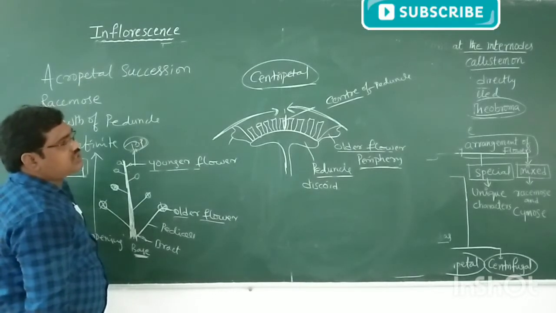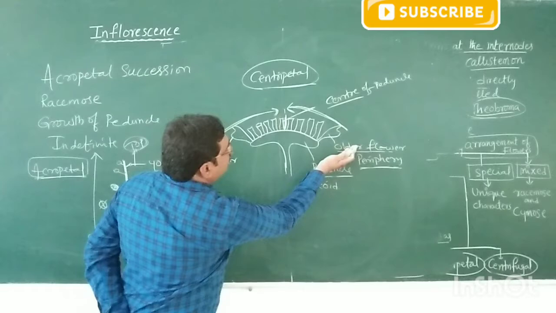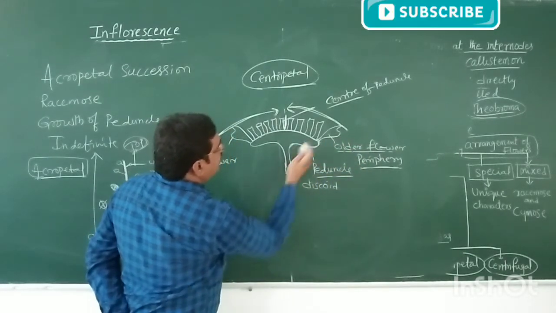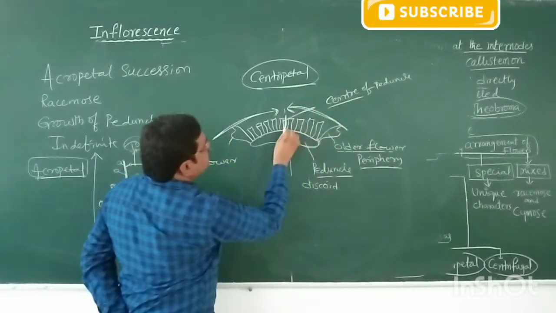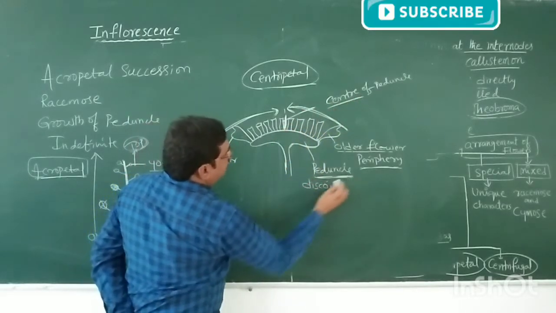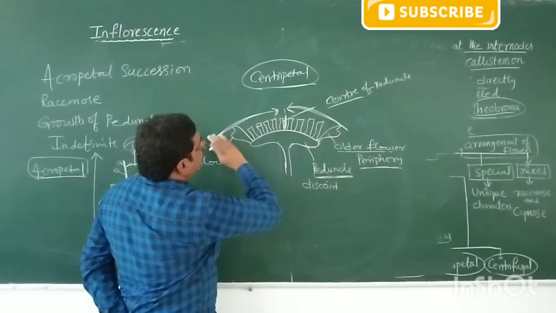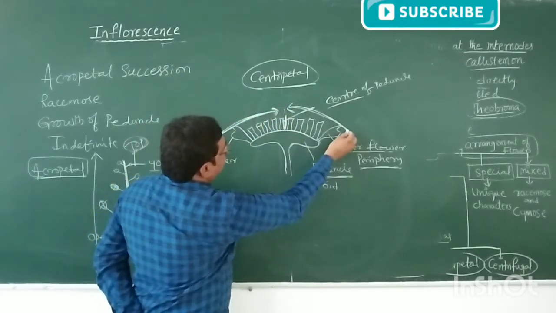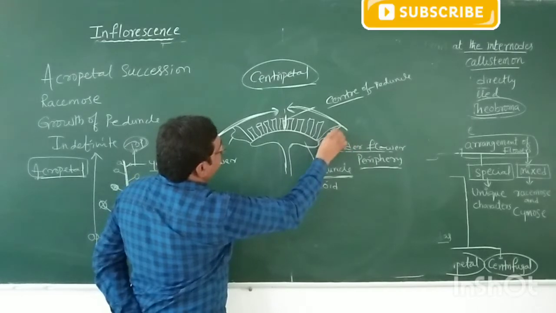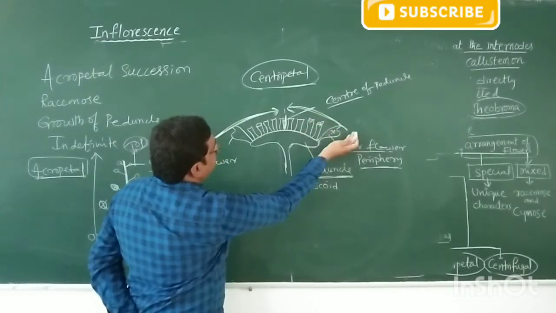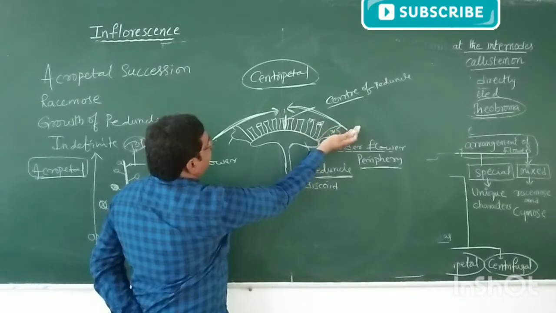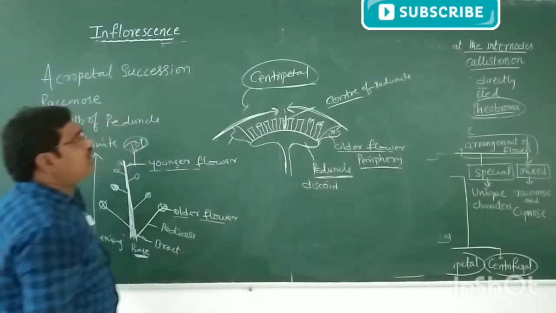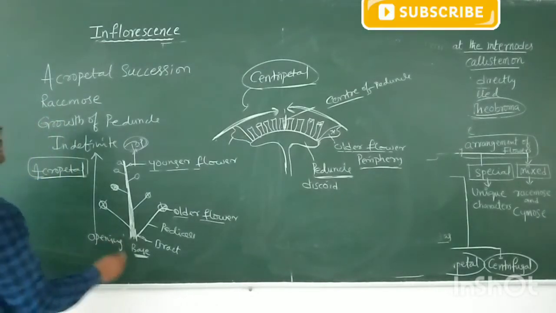Centripetal succession means the older flowers are present at the periphery of the peduncle, and the younger flowers are present at the center of the peduncle, and the opening of the flowers is from the peripheral side to the center. First this flower is open, this flower is open, then like this the opening of the flowers is from the peripheral side to the center. This type of arrangement is called centripetal succession in racemose.